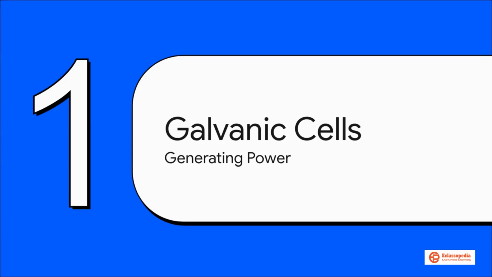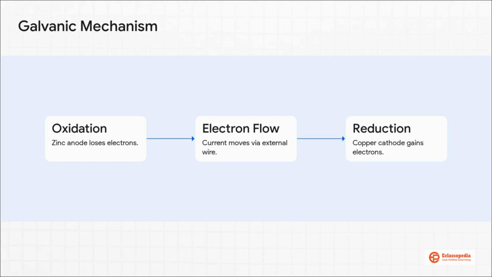Section 1. Galvanic cells, generating power. To really grasp how this works, we need to zoom all the way into the microscopic level of a classic example, which is the Daniell cell. Here's how the mechanism breaks down step by step. First, over at the anode, we get oxidation. The zinc metal spontaneously loses electrons, turning into zinc ions that dissolve right into the solution.